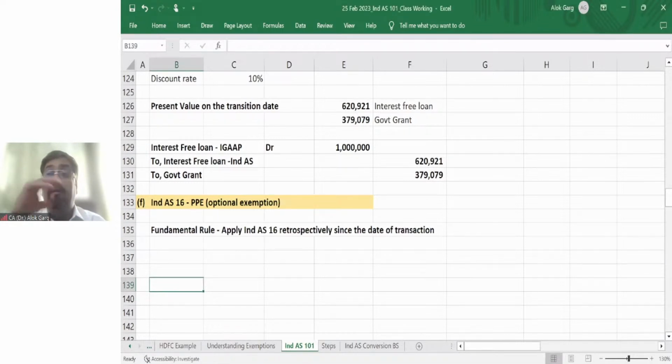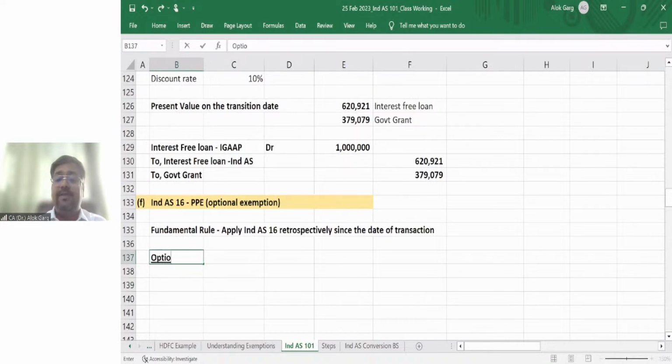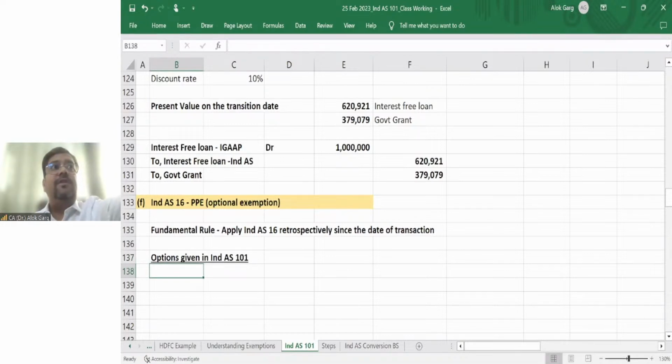So now every company has PPE, right? So it is very difficult to apply Ind AS 16 since the beginning, as I have explained to you in the case of Tata Steel. Then what to do? Some exemptions are given in the options in Ind AS 101. What are the options given in Ind AS 101?